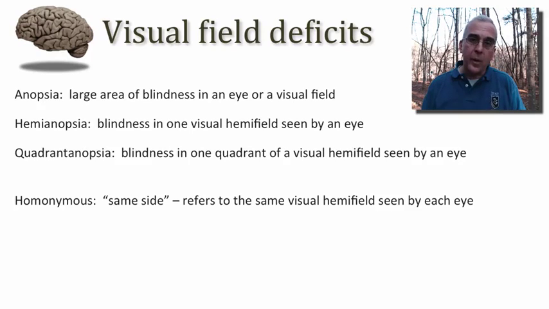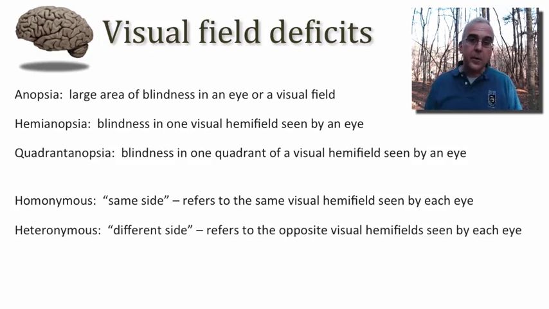For example, one can have a lesion in the central visual pathway that produces blindness on the left side of the visual field for one eye and the left side, or the same side, of the visual field for the other eye. That's an example of a homonymous hemianopsia. So if the regions of blindness are not on the same side of the midline for the views of each eye, then we call that a heteronymous hemianopsia. So heteronymous means different side. This refers to opposite visual hemifields being impacted in the field of view of each eye.